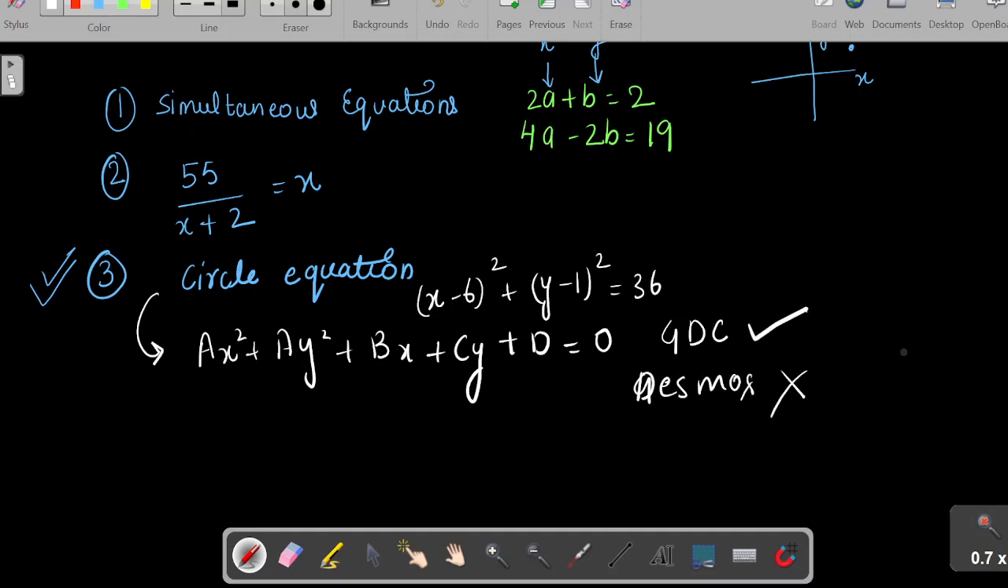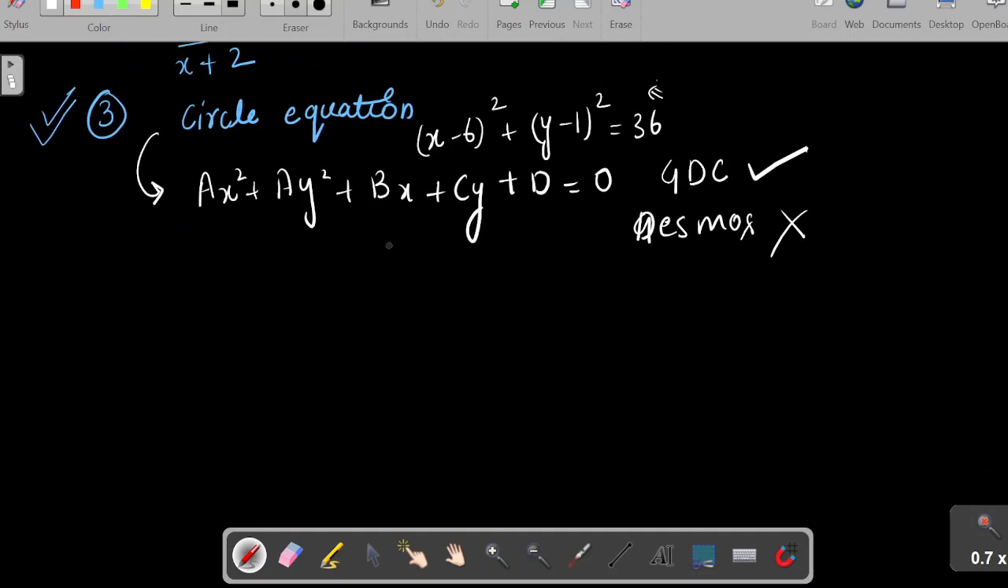Always use GDC. But in this case, we can use it whenever the equation of the circle is given and we are translating it, six steps to the right, six steps up, like that. Okay. In that case, we can use it.